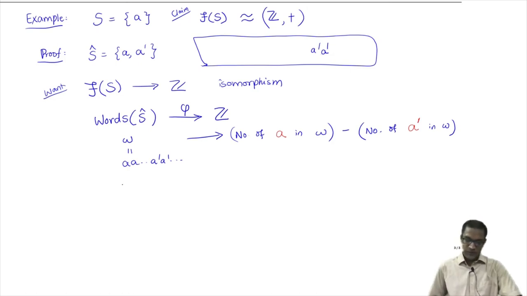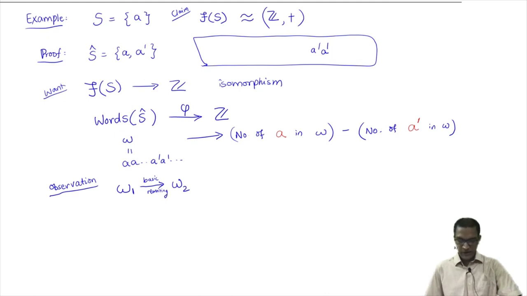And let's see what properties this map has. Here's the first key observation: suppose I have a word W1 and I perform a basic rewriting rule on it, so I transform W1 to some other word. Basic rewriting means I've either collapsed an A A prime, or an A prime A, into empty, or expanded an empty into an A A prime.